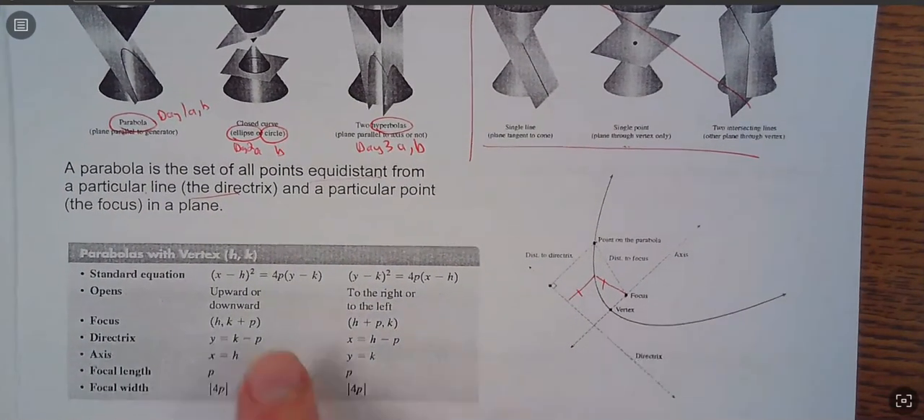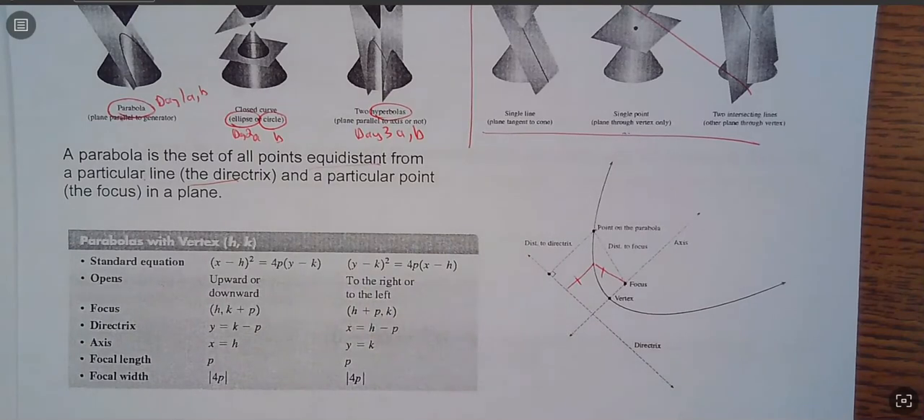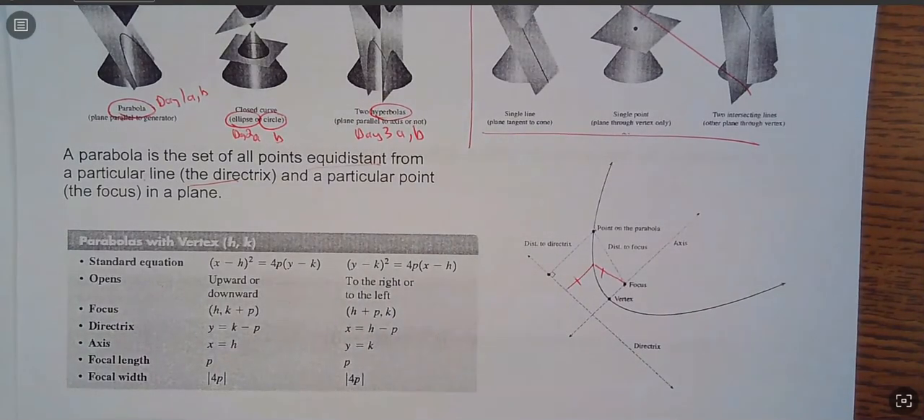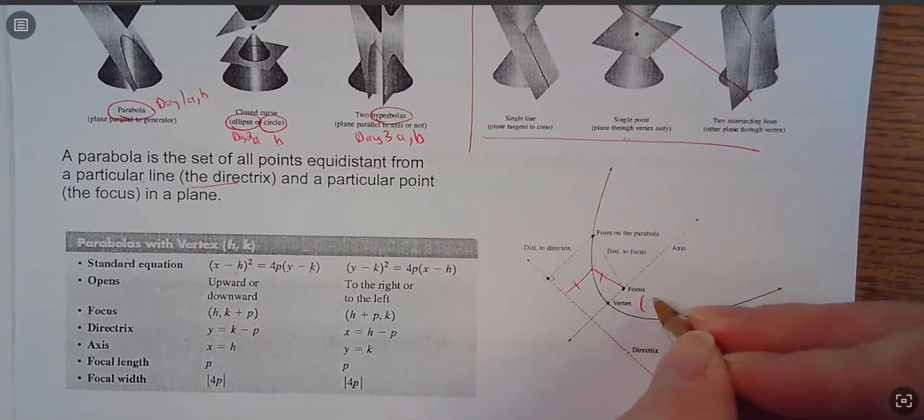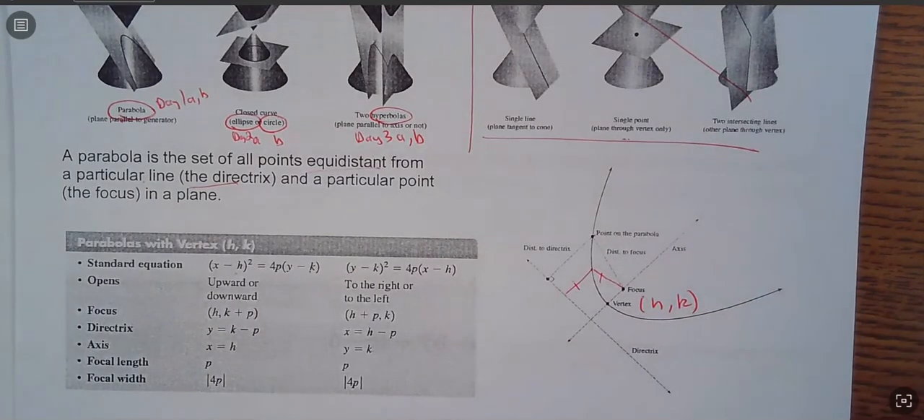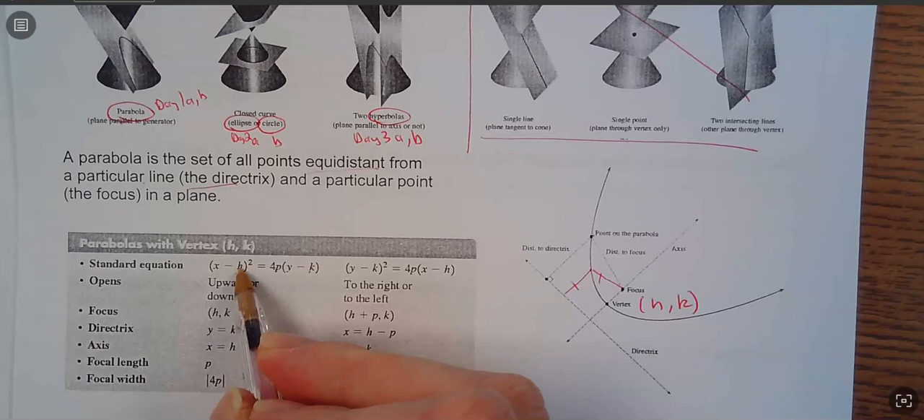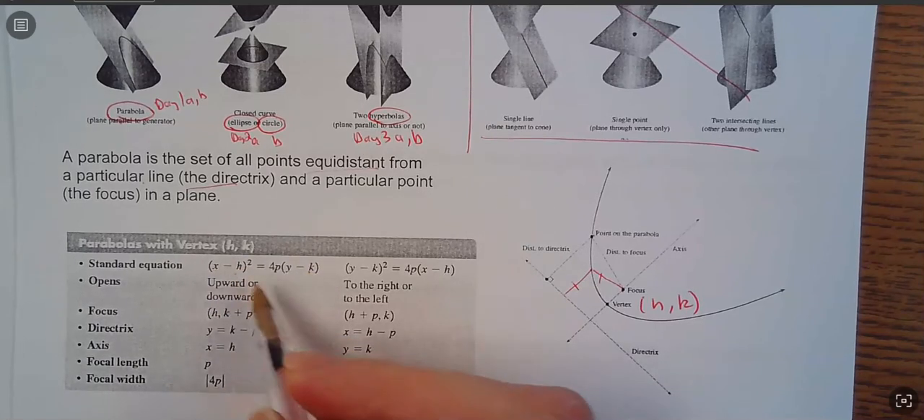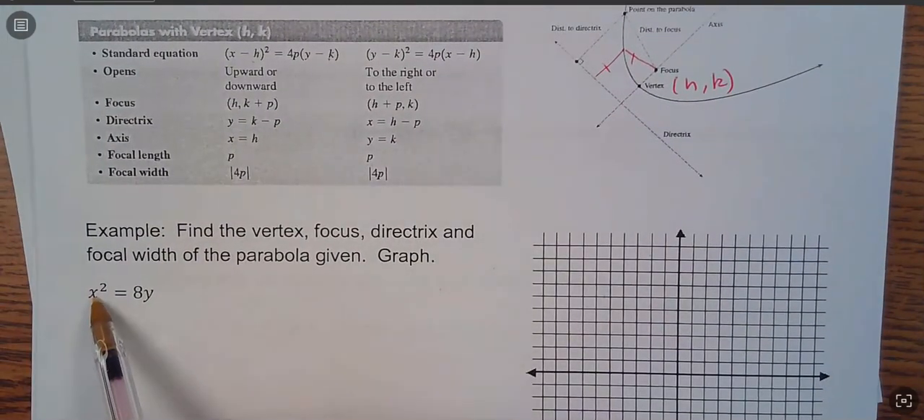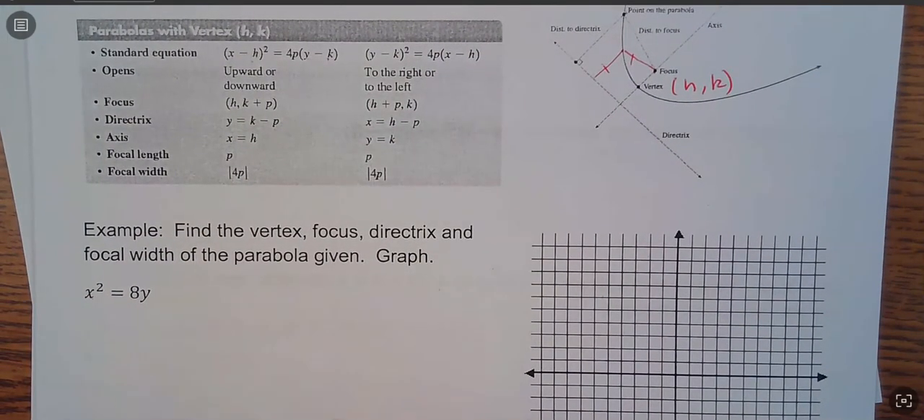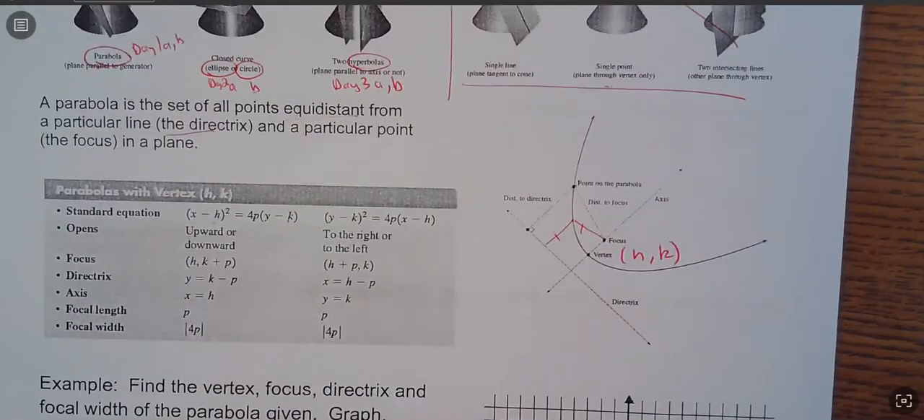This chart is a lot to take in, I think, but as we start to work with them, it'll hopefully start to make sense. First off, the letters H and K are the vertex. So if I say vertex, that's going to be H, and that's K. That's where the H and K comes from. If the vertex is at the origin, then instead of x minus 0 and y minus 0, you just put x squared and y. So you don't need those things. If you look at our first example down here, I'm not subtracting anything from x or from y, so the vertex is at the origin.